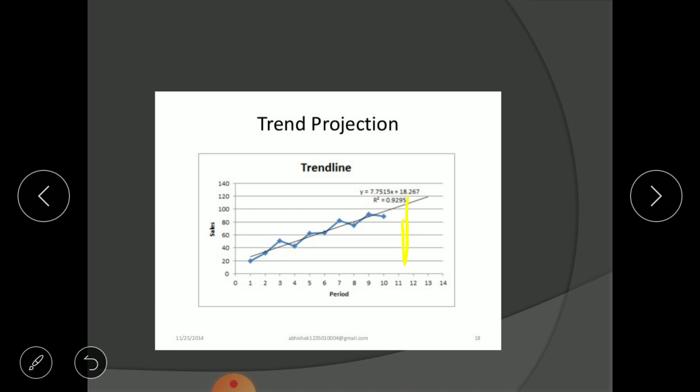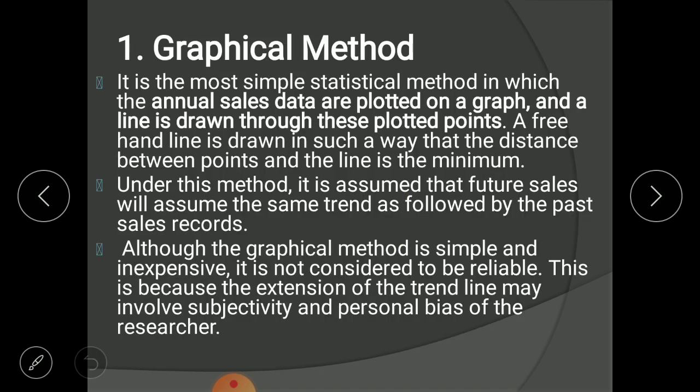The past sales data is recorded and plotted on a graph. Then two lines are drawn, one which connects all the points and one which passes nearest to all the points to show an average trend. On the basis of this straight line, we can predict the demand for a future period of time. Then it is written that under this method, it is assumed that future sales will follow the same trend as followed by the past sales record.